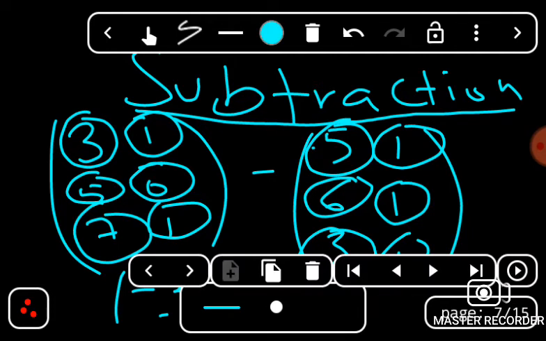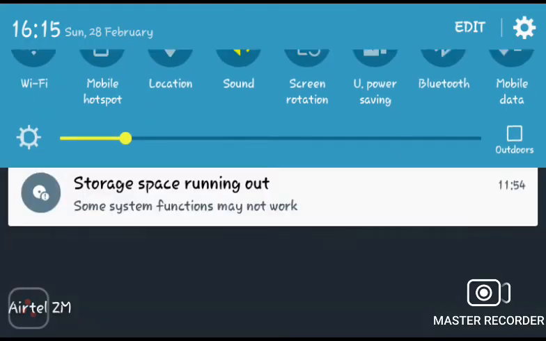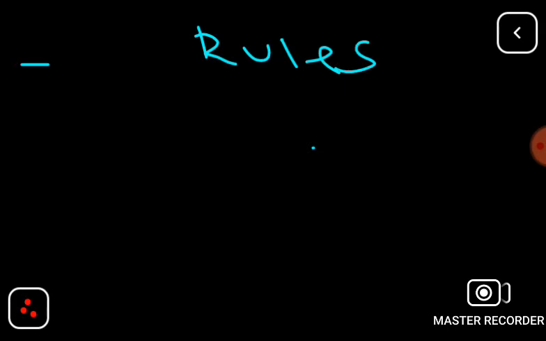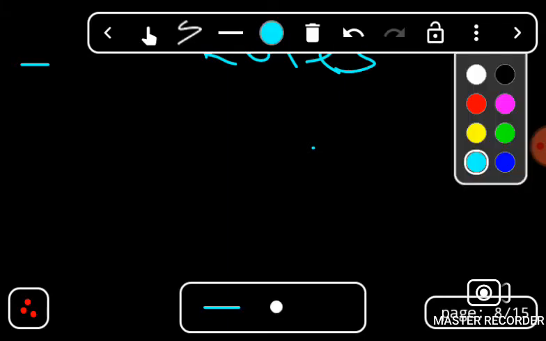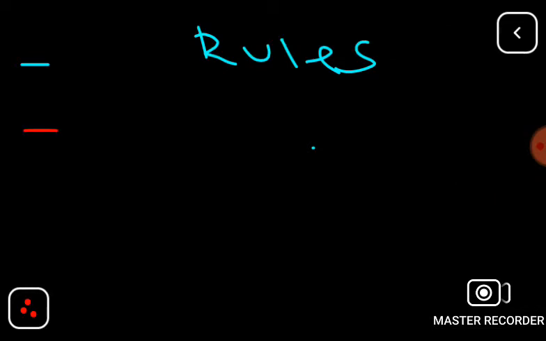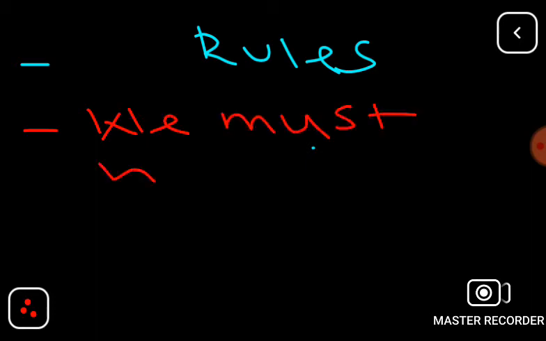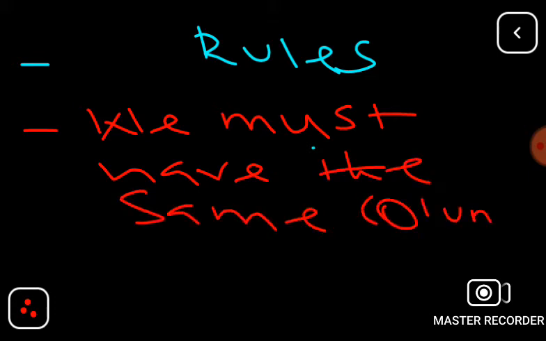Now, if you have observed under this subtraction and addition, the rules of subtraction and addition are that the two matrices that we are subtracting, or several matrices that we are subtracting or adding, must have the same column, and we must have the same rows.